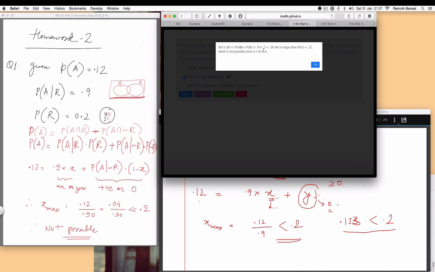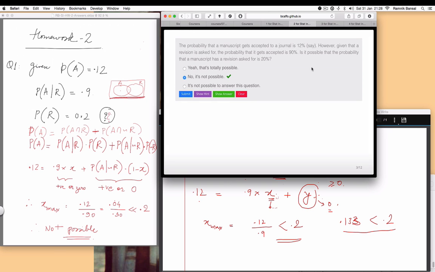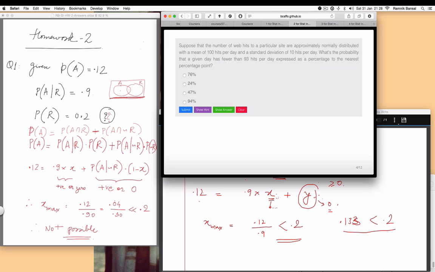So here, if we were to consider 0.2 as correct, then the smaller portion of A itself is showing out to be 0.18, which will definitely not be possible, because A intersection B is a subset of A. So this is another way to explain the same question. Okay, so let's move ahead.